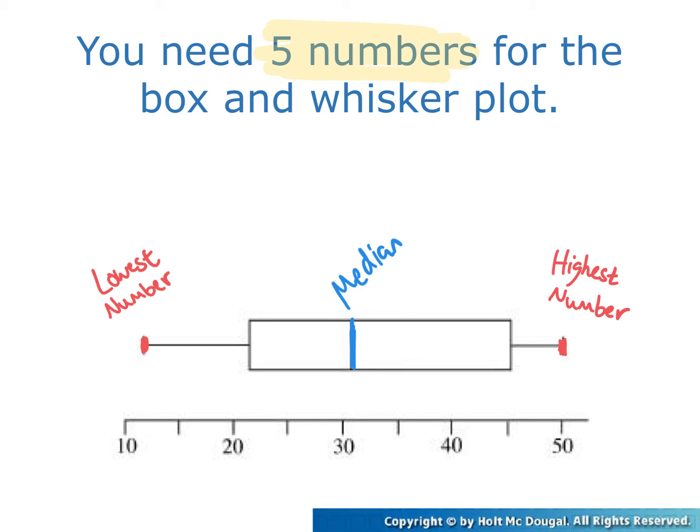Now, based off of what you've seen so far, does anybody have any guesses what the first box and the last box are going to be? What did we just look at as a definition? The first quartile and the third quartile. That is 100% correct. So the start of your box is going to be your Q1 value, and then the end of your box is going to be your Q3 value. So those are the 5 numbers that you're going to need to be able to create a box and whisker.